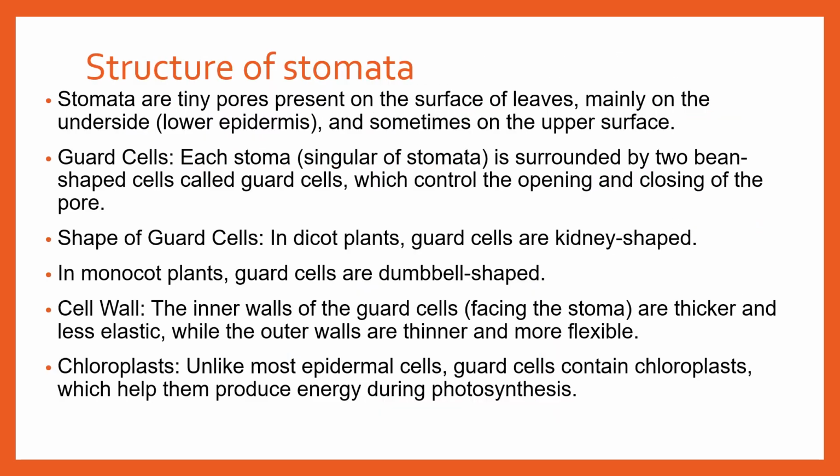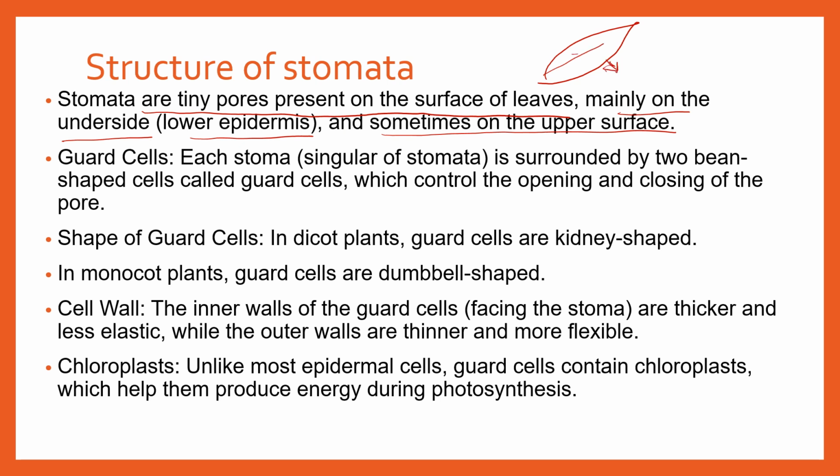Now, what is the structure of stomata? Stomata are tiny pores present on the surface of the leaves. They are mainly on the lower epidermis and sometimes on the upper surface as well, but mainly they are present on the lower surface of the leaf. So if this is the leaf, and this is the upper part, they will be present on the lower part of the leaf.